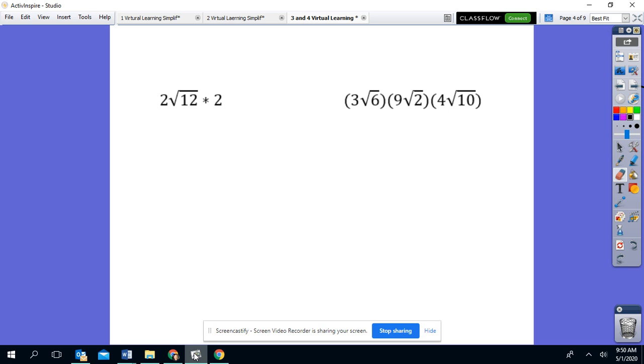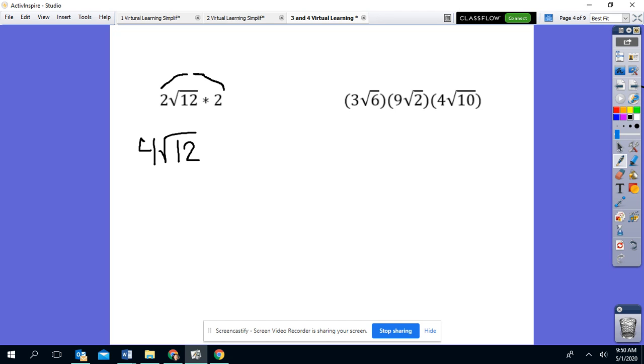Okay, guys, we're back to a couple more examples. So our next problem, we've got just a radical expression times 2. So you have to multiply the outside numbers, 2 times 2. That's your multiplication that you have to complete. So we've got 4, and then we still have the square root of 12.